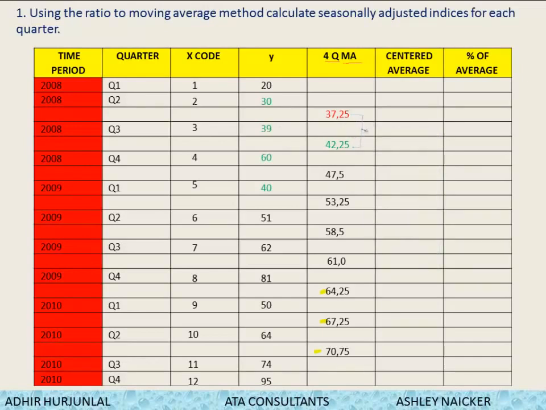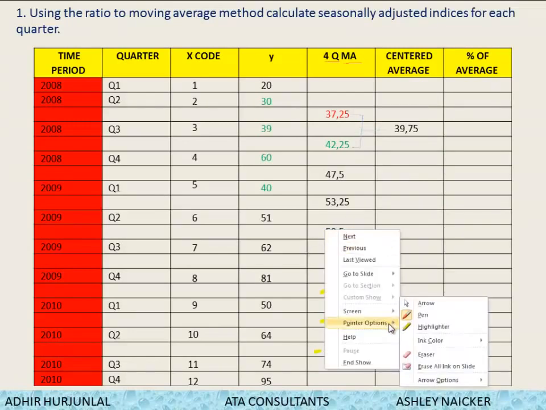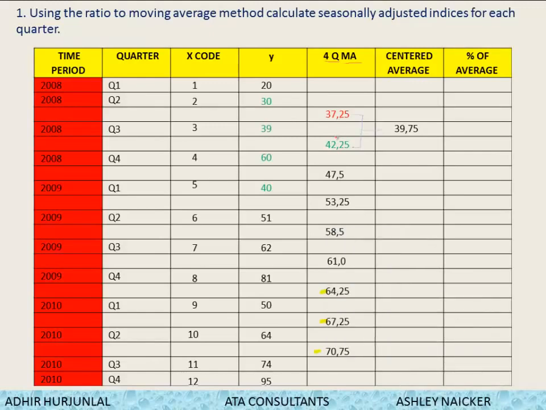I divide that answer by 2, and that will give me the answer there. And the answer is 39,75. Now you would notice I'm going to be doing the exact same thing over and over again. If I want the next answer, which should come in this gap here, I take the 42,5 plus that divided by 2, and I get that answer.